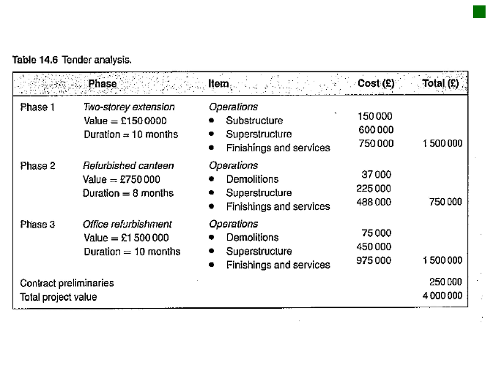So here's the scenario. So you've got a 2-story extension, refurbished canteen, and office refurbishment. So you've got your project divided into 3 phases. You've got your operations sections. You've got your substructure, superstructure, finishing, demolitions, superstructure, finishing, demolition, superstructure, finishing. So very straightforward, very simplified example.